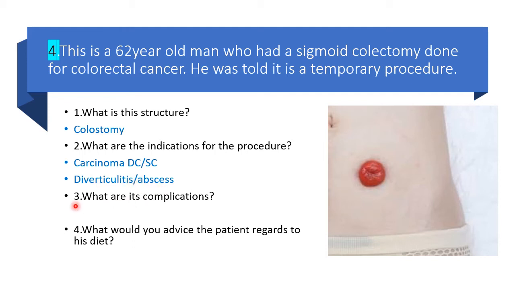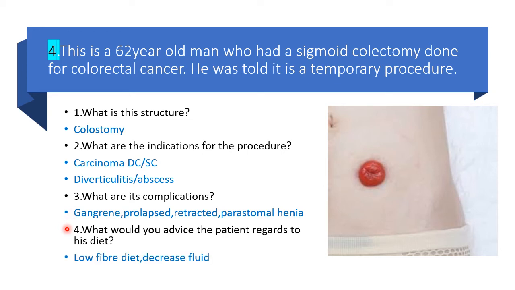What are its complications? Gangrene, prolapse, retraction, and parastomal hernia. What would you advise the patient regarding his diet? Advise to take a low fiber diet and decrease fluid intake so as to reduce the number of bowel movements.